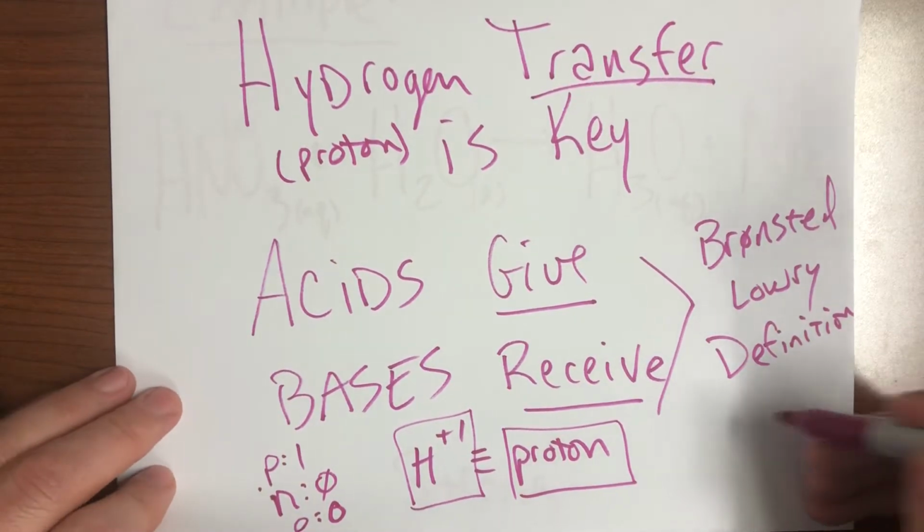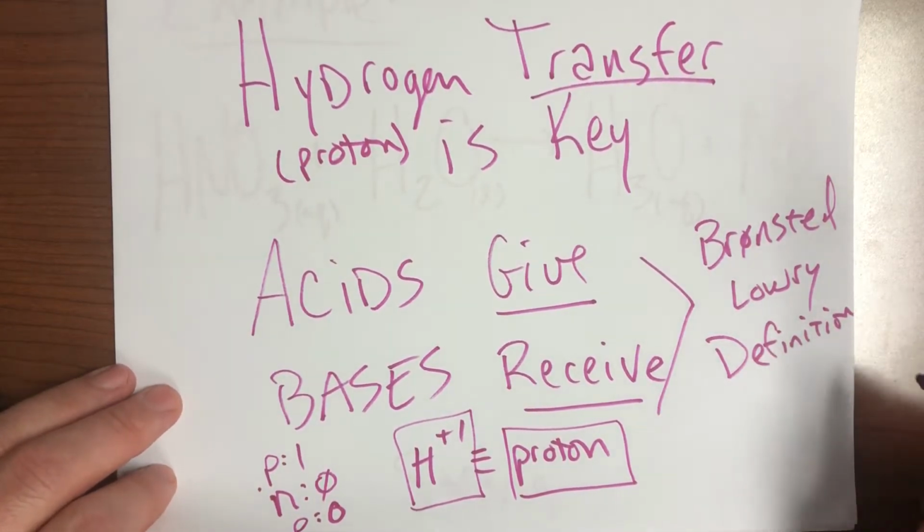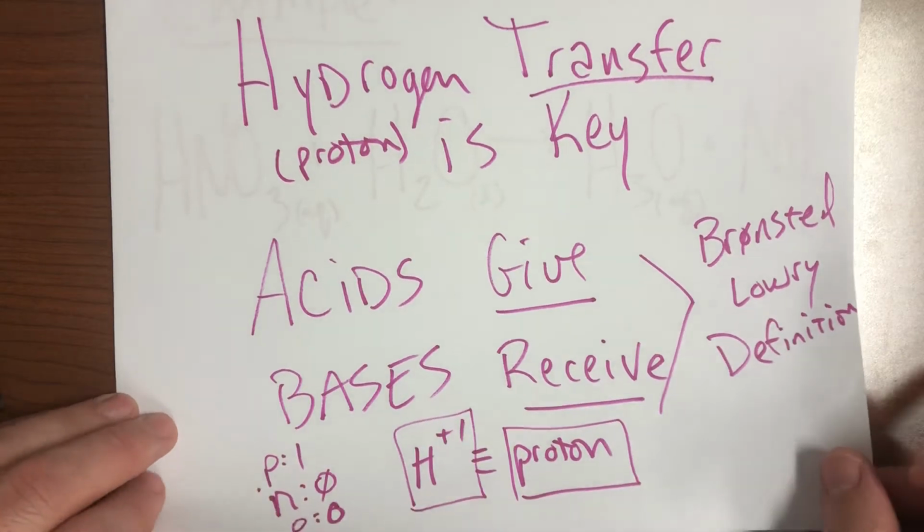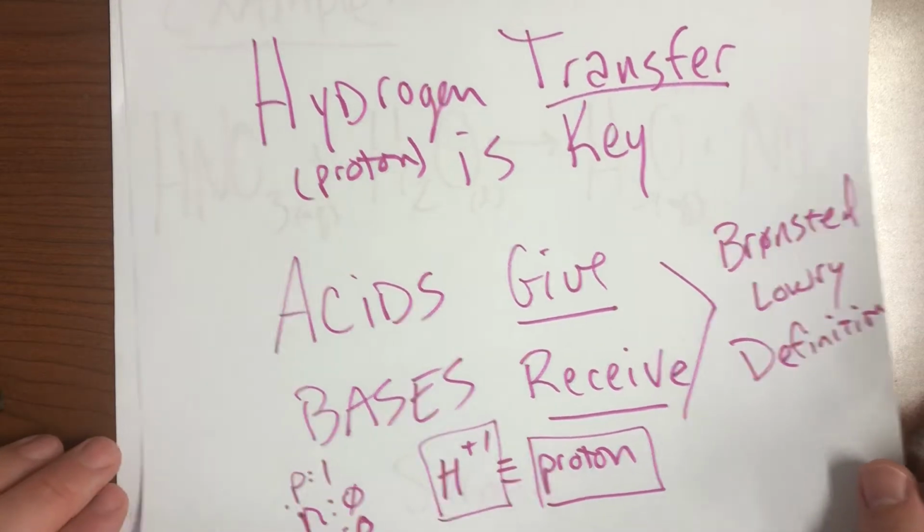We'll also see there are several other definitions. There's the Lewis definition and the Arrhenius definition, all of which have their moments, but I think in terms of the Bronsted-Lowry definition the most often.